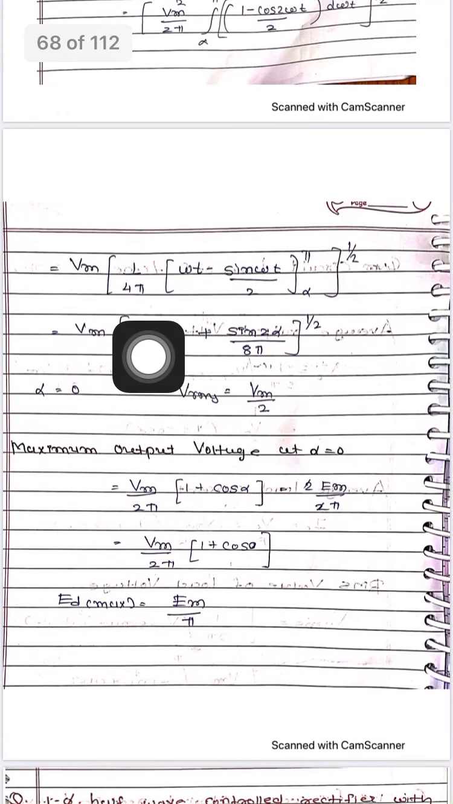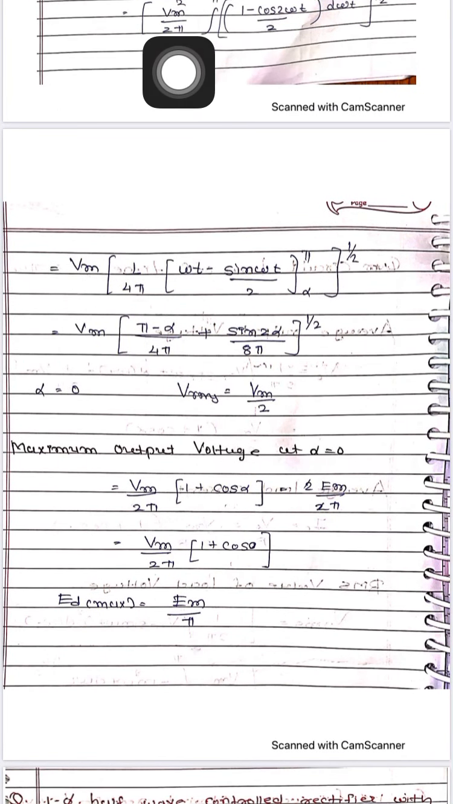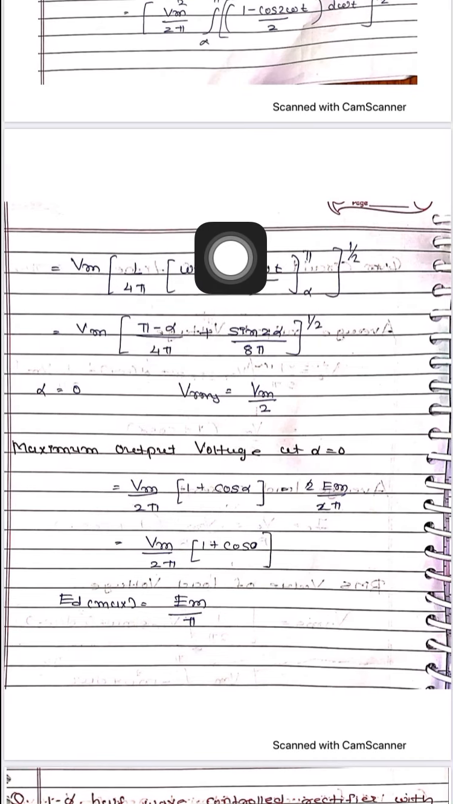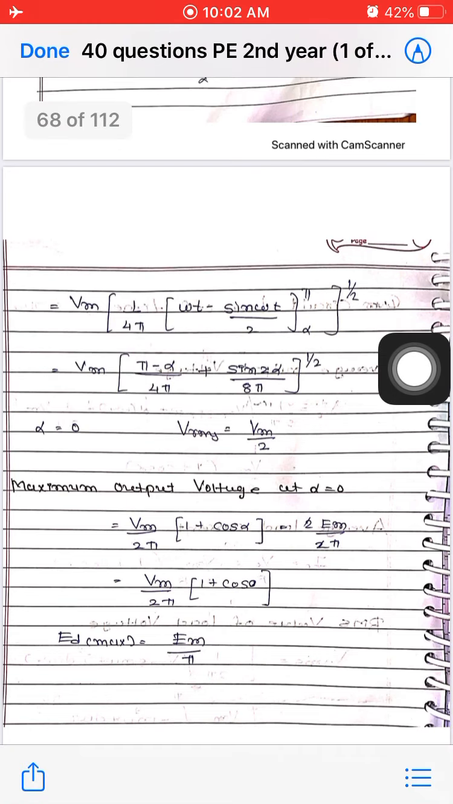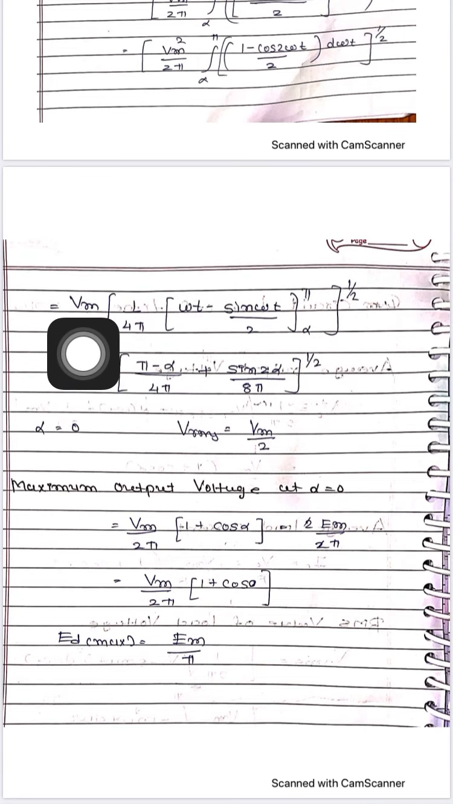So for that we are getting, we took the 2 outside, so 1 by 4 pi, right. What was first? 1 minus cos pi, right. So omega t only, minus sin, the integration of cos is sin, sin 2 omega t by 2. So Vm square, with 1 half, omega t with respect to pi and alpha.